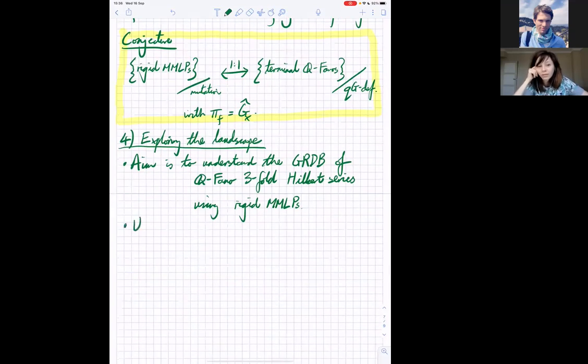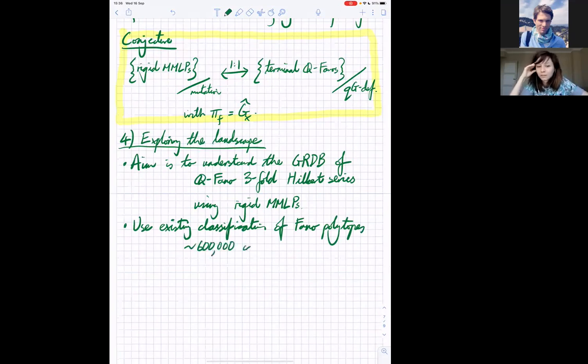So what we're going to use is existing classifications of lattice polytopes, of Fano polytopes. In particular, you can find this on the graded ring database. There's approximately 600,000 so-called canonical polytopes. And at least to begin with, these are the examples that we're going to be working with.